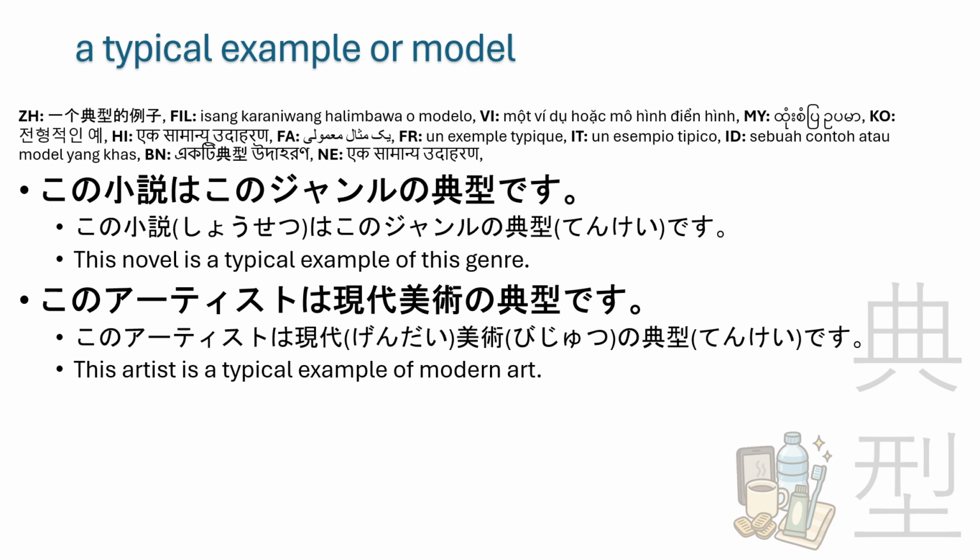During a class discussion, a teacher refers to a specific artist to show a typical model of modern art, saying, このアーティストは現代美術の典型です. This artist is a typical example of modern art.